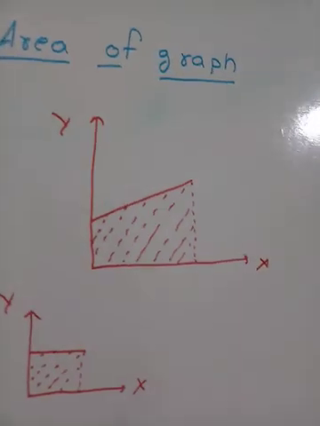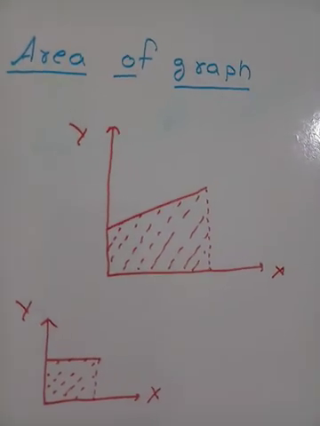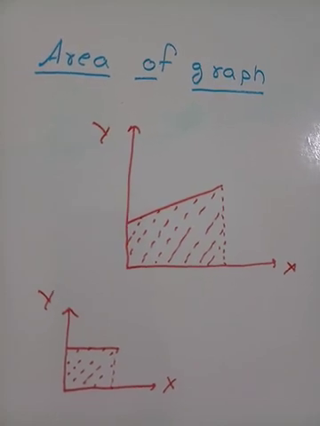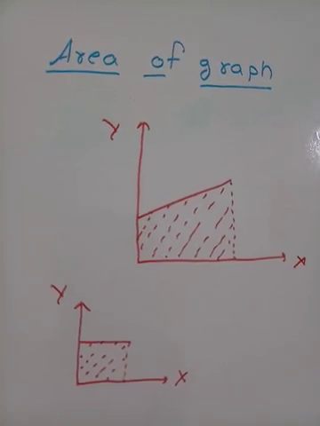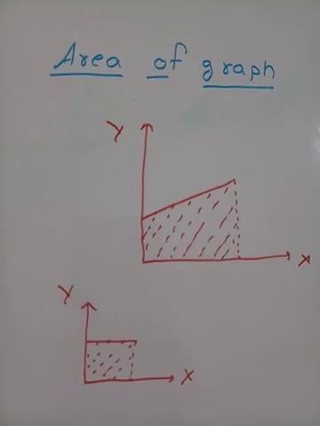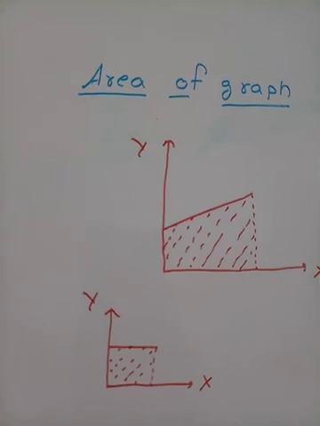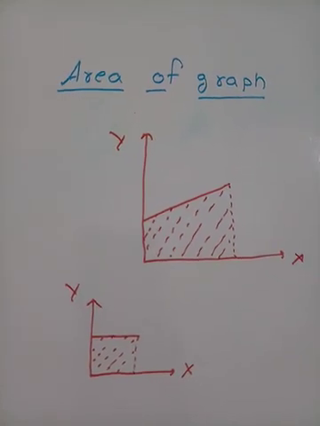If it is a trapezium, then you have to use the formula for the area of a trapezium. If the graph has a circular nature, you have to find the area of a circle. You know what it is? Pi r square. So this is how we calculate the areas of graphs.